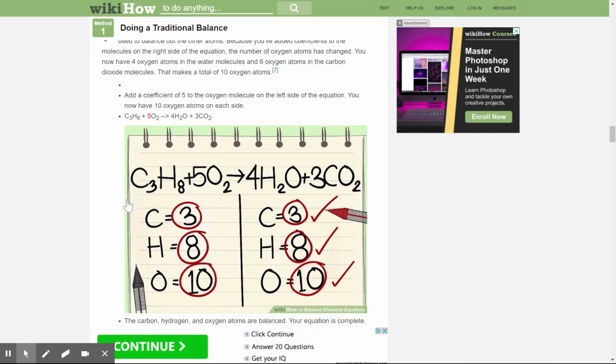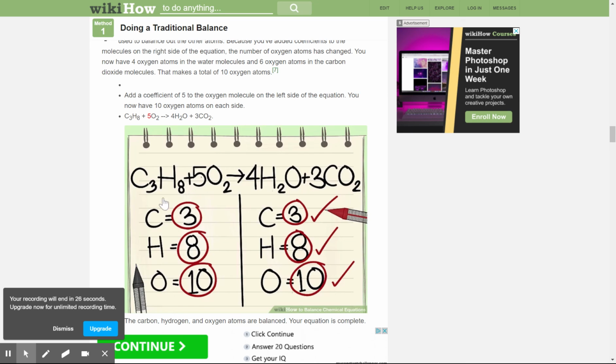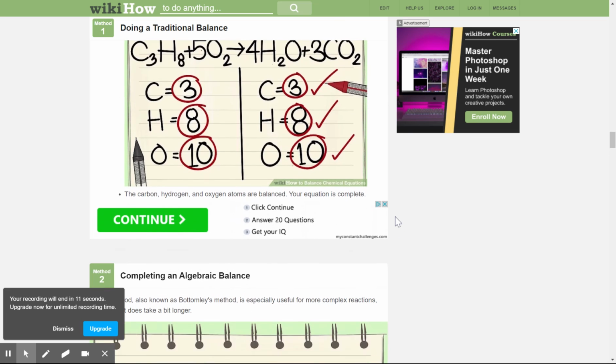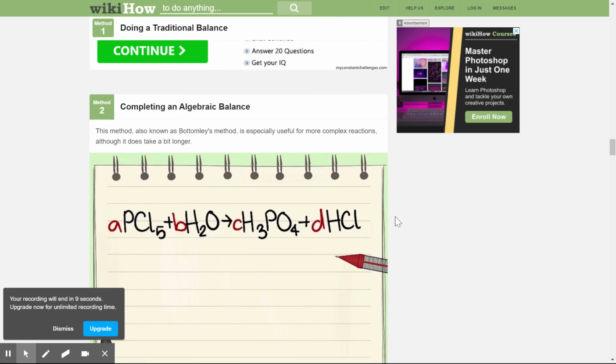So for this reaction to be able to happen, I need to have 1 of this carbon molecule here and 5 oxygen molecules, and I'm going to produce 4 water molecules and 3 carbon dioxide molecules. So this is a combustion reaction. And completing it, you're going to see a formula like this.